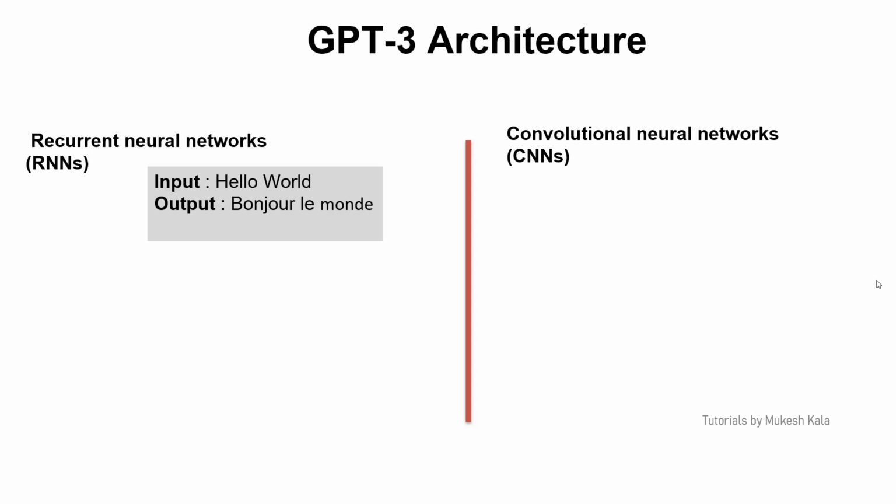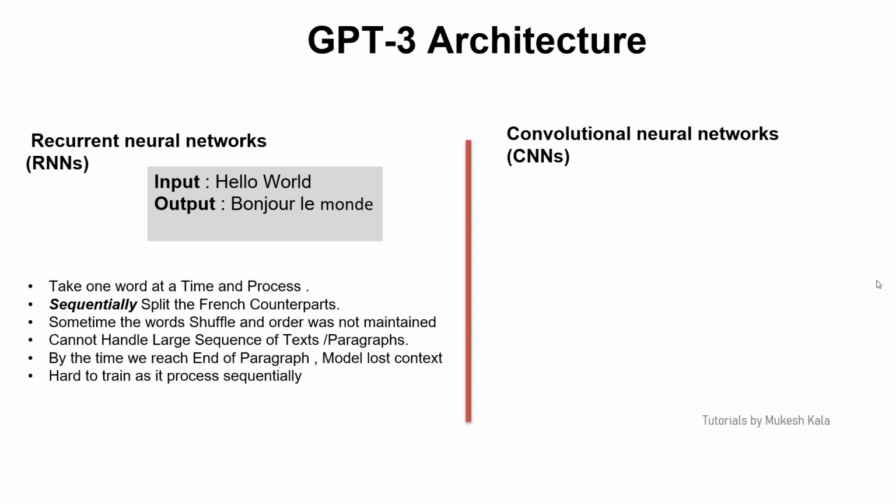Now, this used to work previously also, right? We used to have a lot of language conversion, all these tools were available and they were working on RNN, which is called Recurrent Neural Network. Now, what is the problem with the RNN? The first thing is it takes one word at a time and then processes it, which means that first it will take hello, it will convert, then it will take world and then it will convert. If you notice here in the second line, I have highlighted the word sequentially, which means that it used to sequentially split the input and give you the French counterparts.